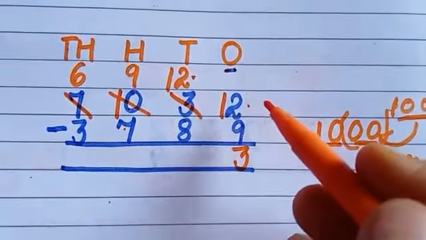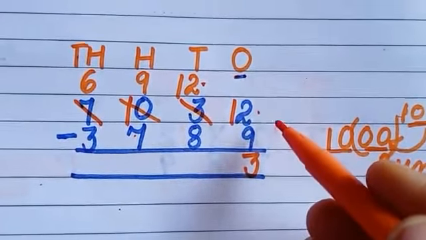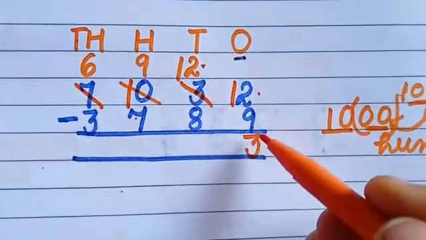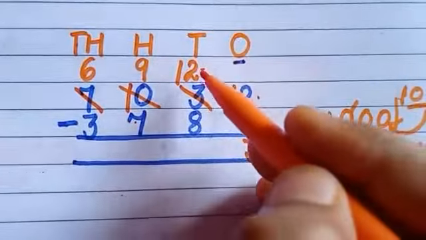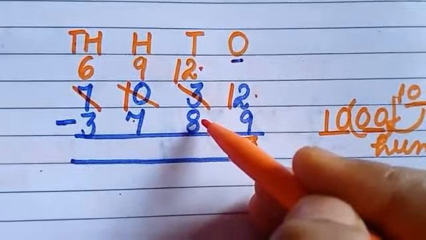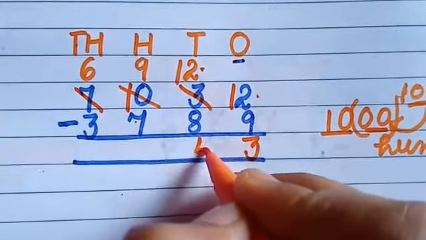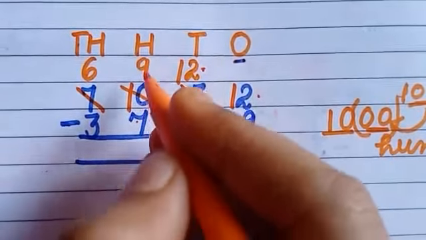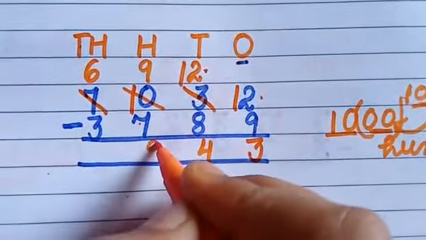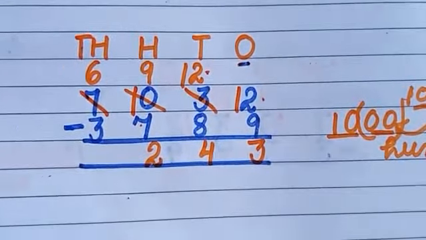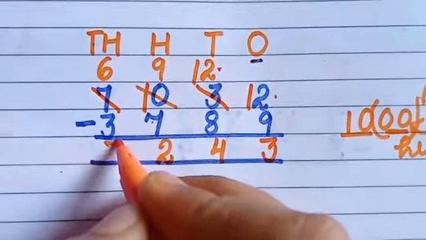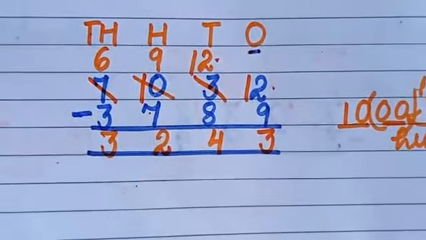Okay. So let's start to subtract. Again, 12 minus 9 is equal to 3. And 12 minus 8 is 4. 9 minus 7 is equal to 2. And 6 minus 3 is equal to 3.